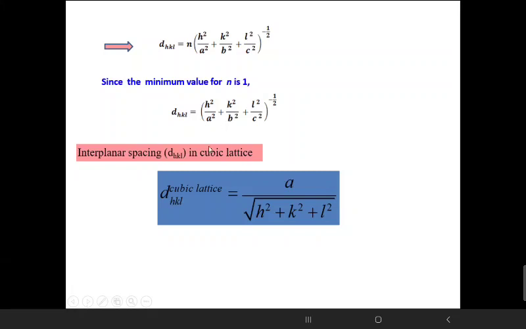And for a cubic, A is equal to B is equal to C. So, that's why for a cubic, the interplanar spacing is equal to A over the square root of H squared plus K squared plus L squared.